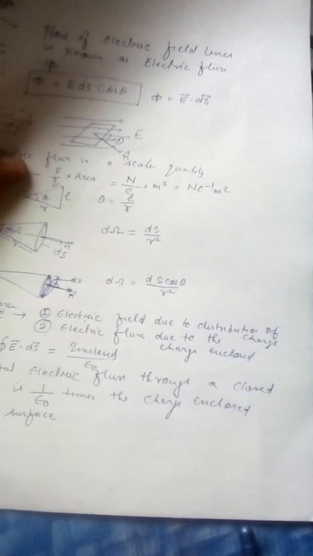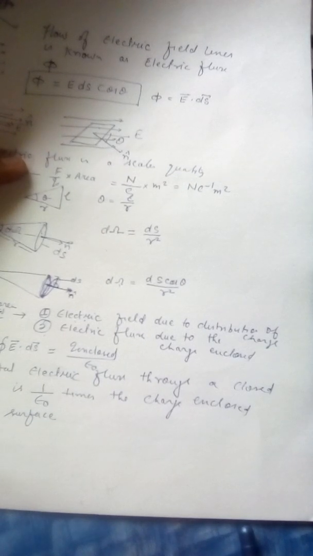Which is producing the electric field and that ultimately producing the electric flux, when you are finding the electric flux, you have to draw one closed surface, and that closed surface will decide what will the electric flux.